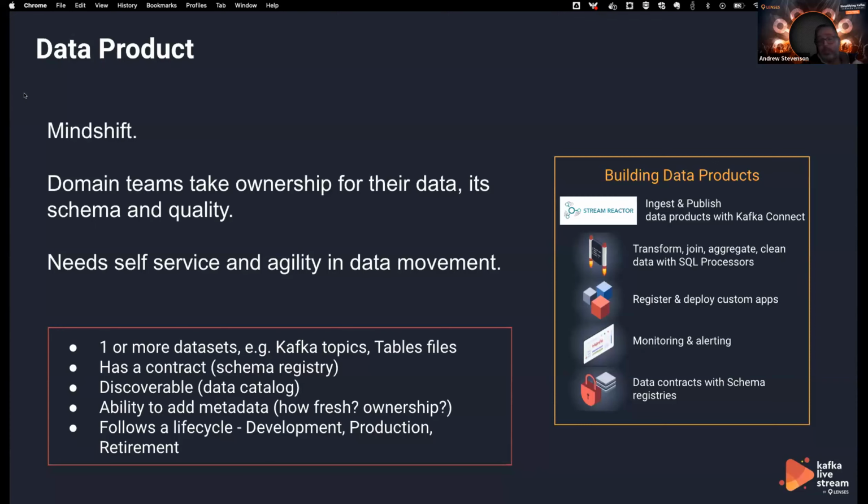It also needs to be discoverable, right? We also have a data catalog because you need to know what data is out there, how it's used, what the freshness of it is, what the quality of it is, who owns it as well. So you need to have the ability to add all the metadata into it. And you also need to follow a life cycle, right? You need to be able to see if this is production data, how often it is going to be retired, how reliable it is, so I can build on top of it.